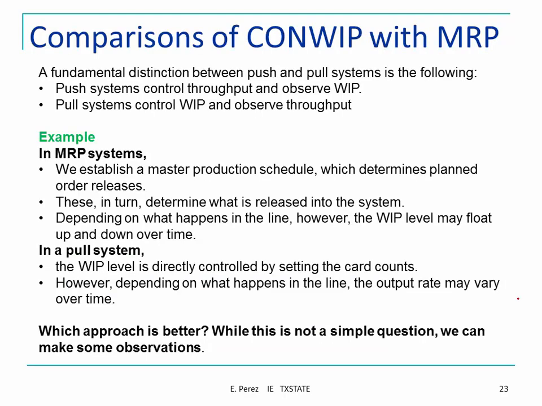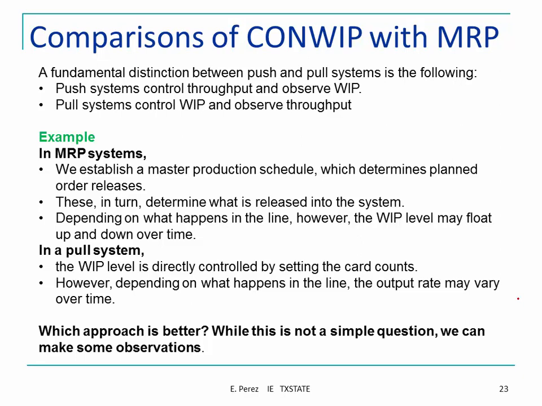Okay, so a fundamental distinction between push and pull systems is the following. Push systems control throughput and observe WIP. So again, you are going to be focusing on producing this many units in this time. Pull systems control WIP and observe the throughput. So by controlling the WIP, I'm basically saying how many units I can have in the system.